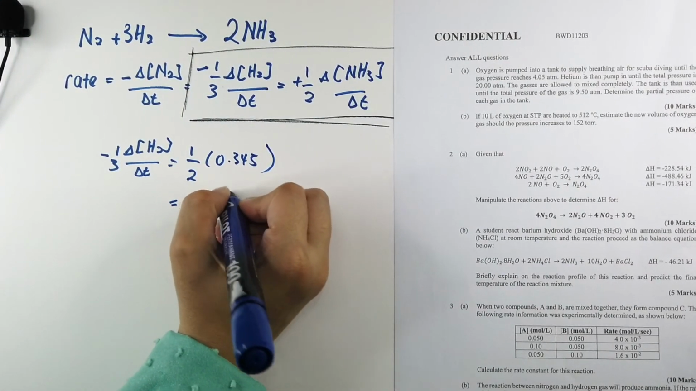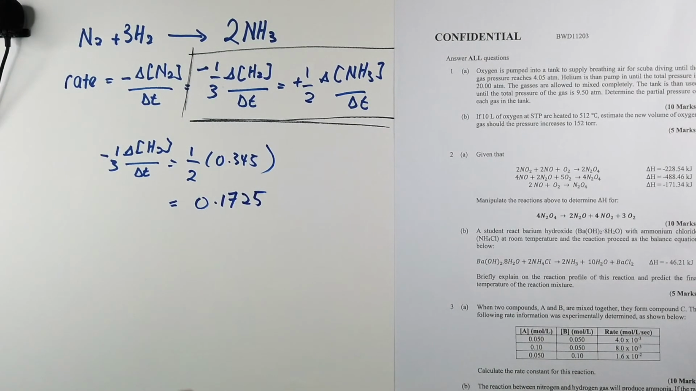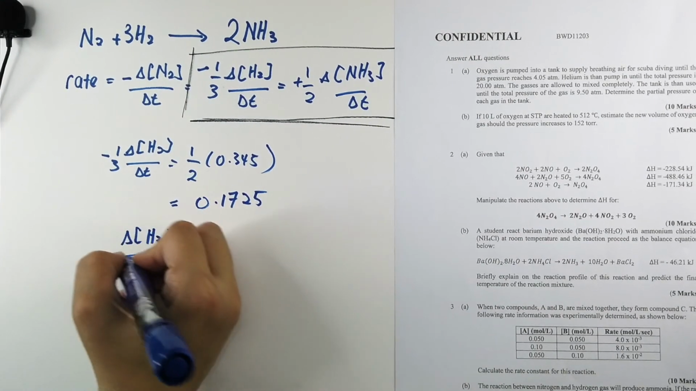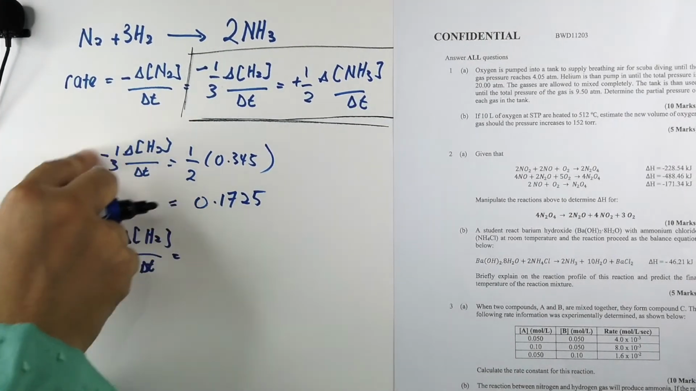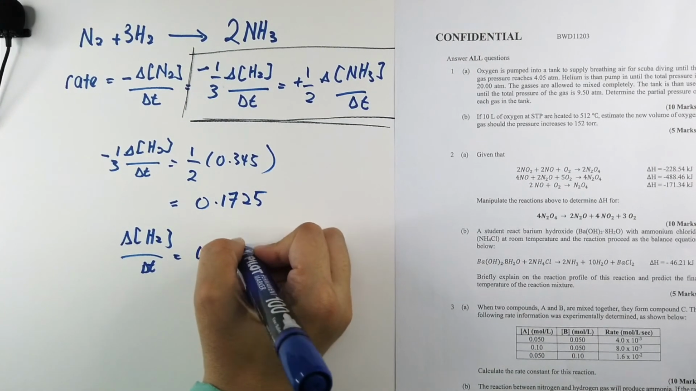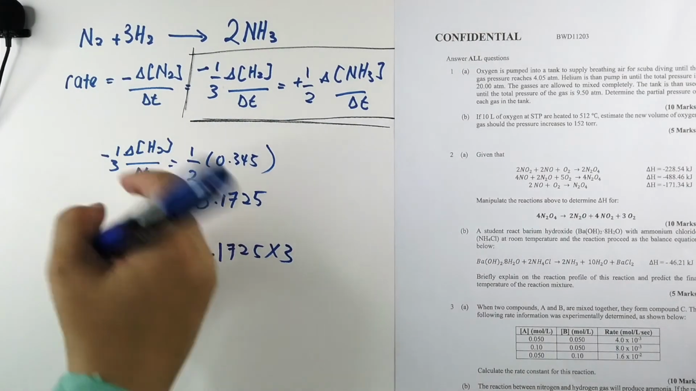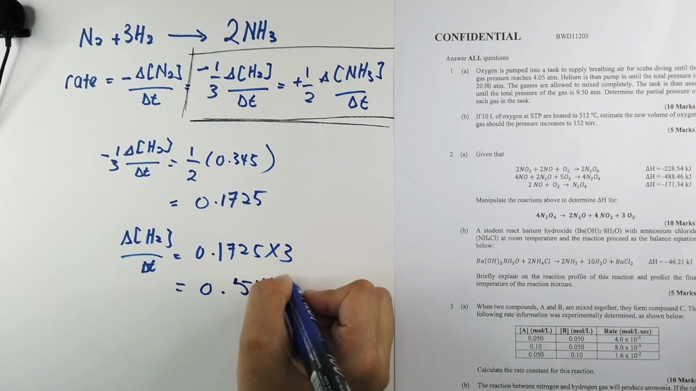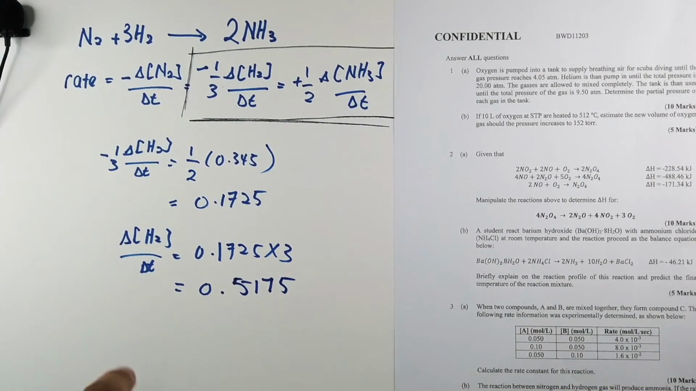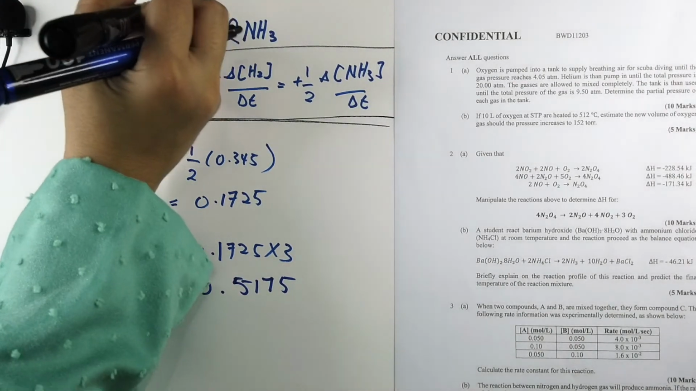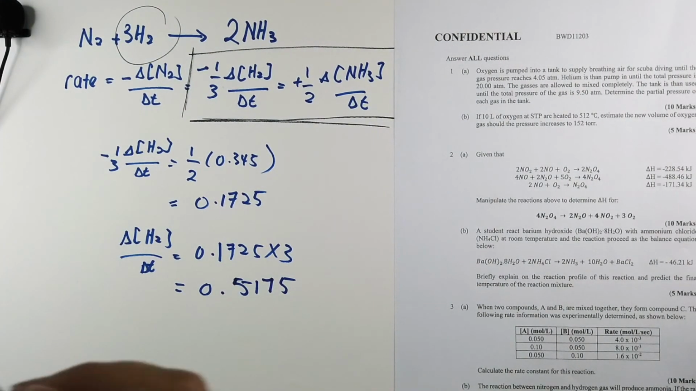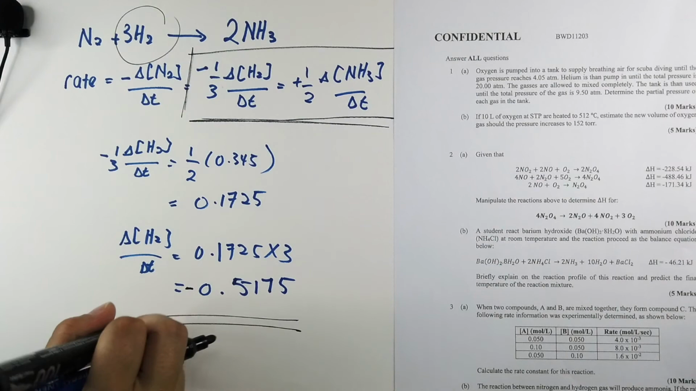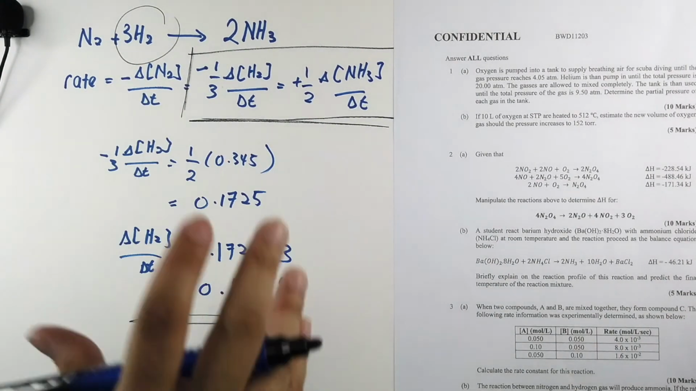Alright, so what you need to do is calculate this one first. So you should get 0.1725. Okay, the question asks you to calculate the value of delta H2 over delta T. So this one you bring up, 0.1725 times 3, because this one is 1 over 3, so you should get 0.5175. Okay, and then you need to check again. This H2 is at reactant or product? It is at reactant, right? So it should be negative. So this is the final answer for the final question.